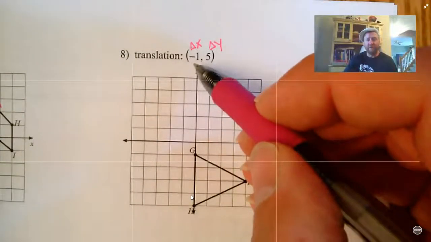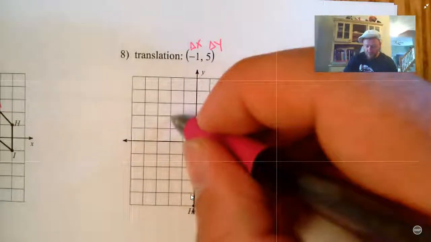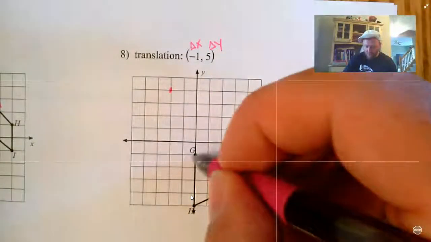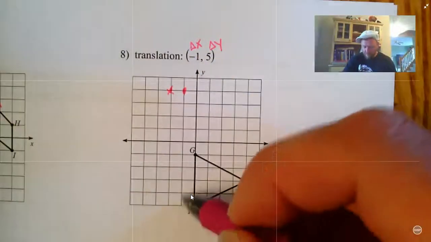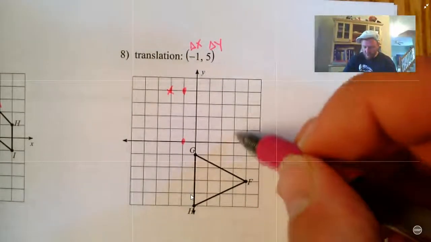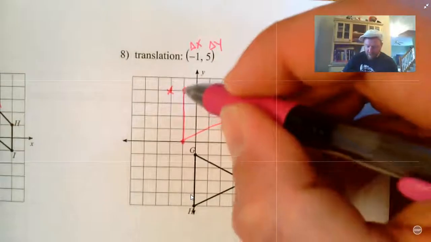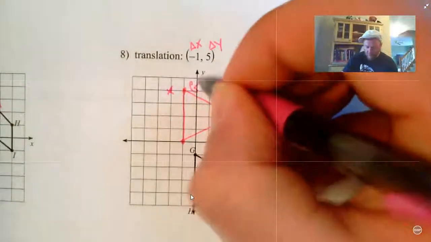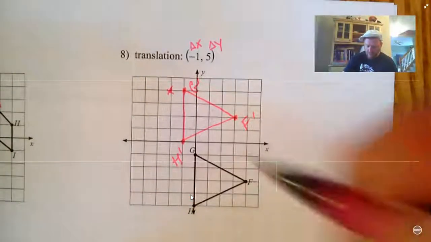Here, our change in x, change in y, delta x, delta y. This means to the left 2 and up 5. 1, 2, 1, 2, 3, 4, 5. Oh, wait, no, it's just 1. So 1, then 1, 2, 3, 4, 5 for each point. Connect the dots. G prime, F prime, H prime.